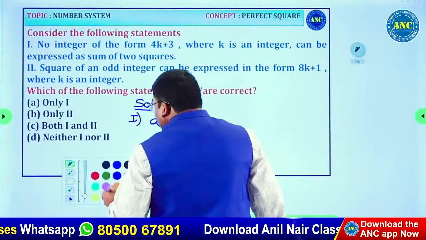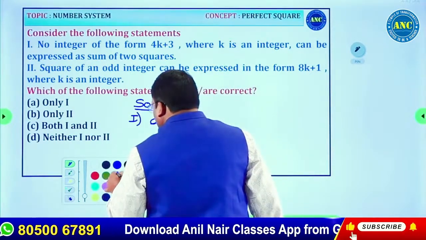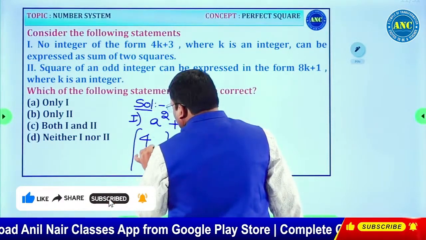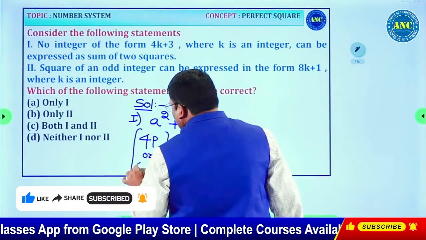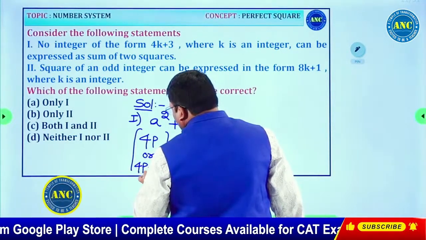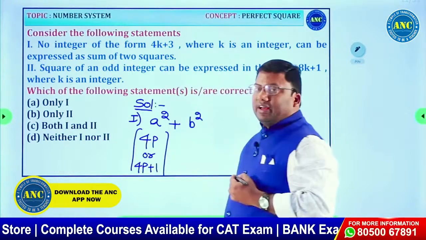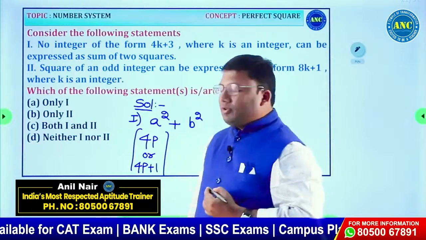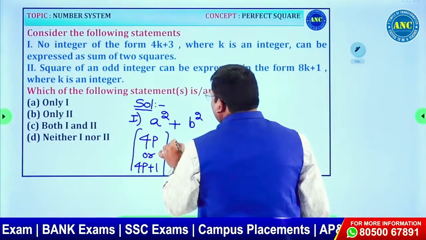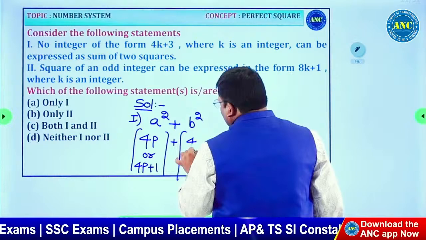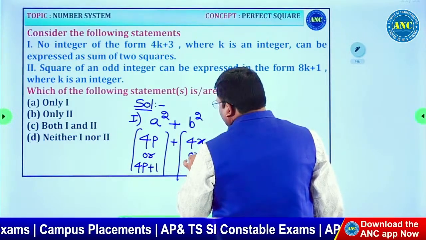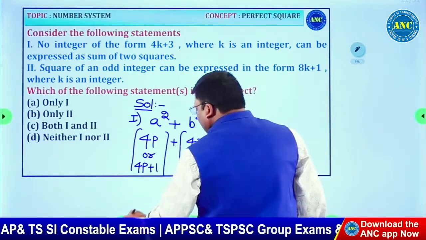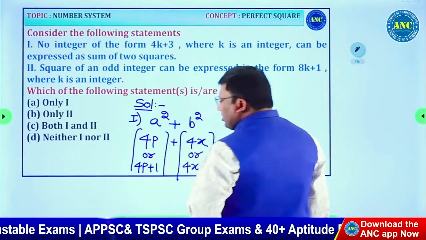Already we discussed that any number which is a perfect square, when divided by 4, is either perfectly divisible by 4 or gives a remainder 1. Any number which is a perfect square is perfectly divisible by 4 or it gives a remainder 1.